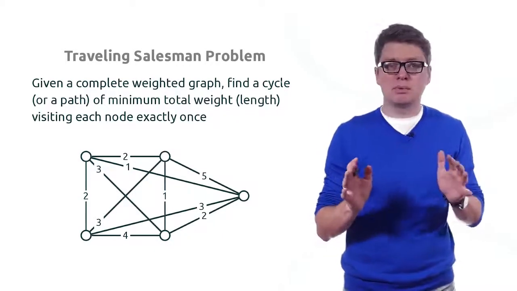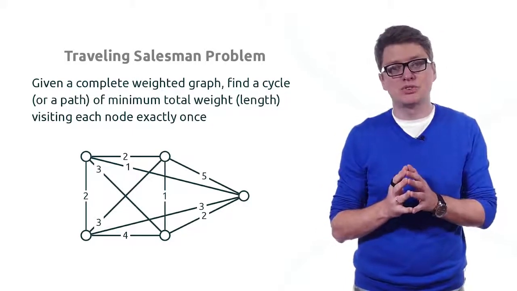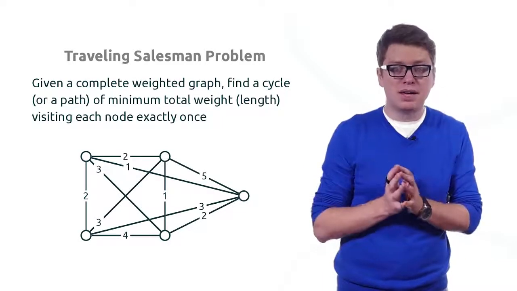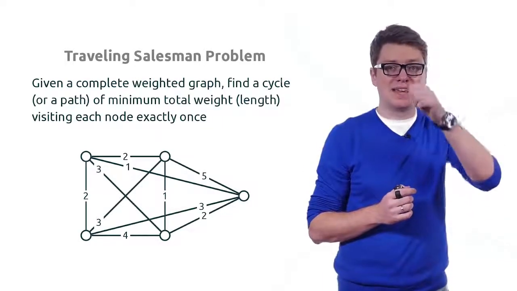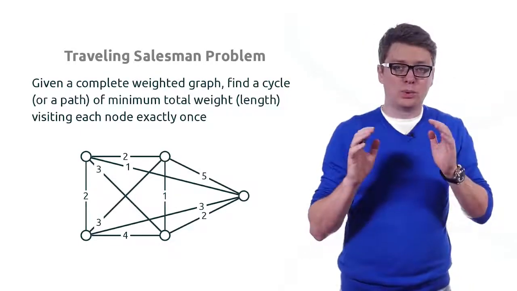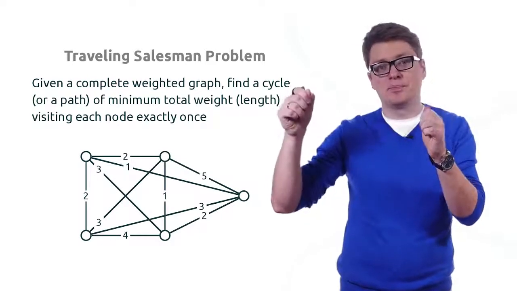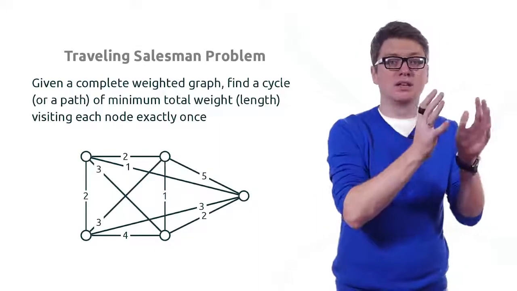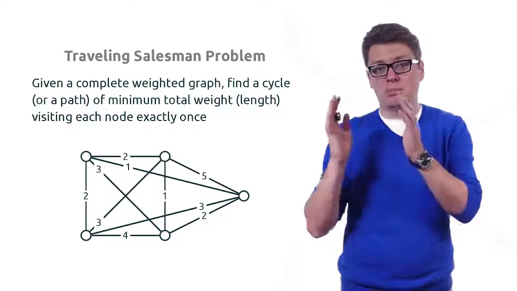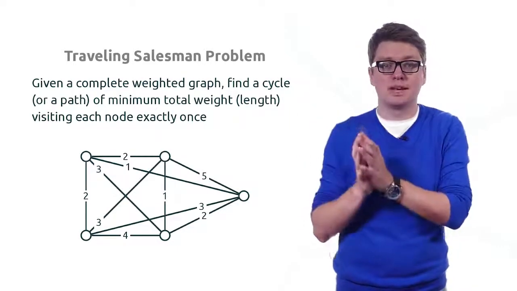So in some applications we're interested in finding a cycle, in some applications we're interested in finding a path. The difference between a cycle and a path is that a cycle starts and ends in exactly the same node, while when we are talking about a path, we mean a path that starts in some node and ends in some different node. So in a cycle, there are exactly n nodes and exactly n edges, while in a path, there are n nodes and n minus 1 edges.